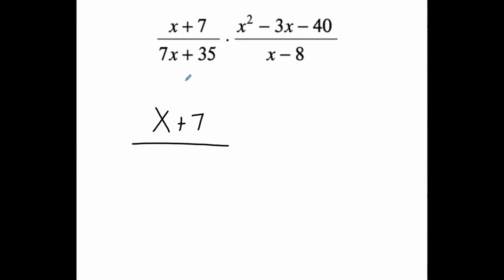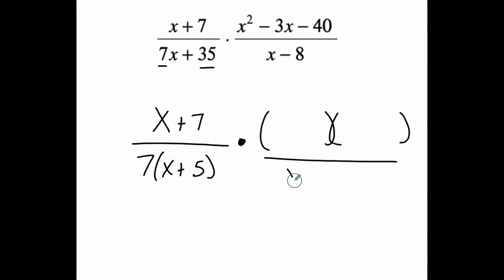So x plus 7 up top. On the bottom, there's a GCF, so 7 times (x plus 5), because 7 goes into 7 and 35. There's no x in both terms, so I don't take out an x. Up top, I need to take a look at this quadratic. The bottom, I can't do anything, so I'm going to leave it as is. I'll put it in parentheses, though, as good practice, because we're going to be sticking them together. I need two numbers that multiply to negative 40 and add to negative 3. So I'm going to do negative 8 and positive 5.